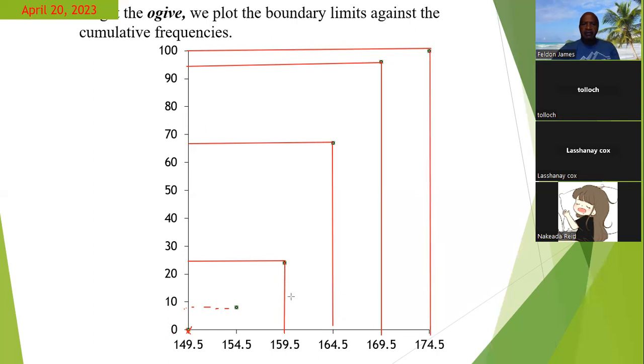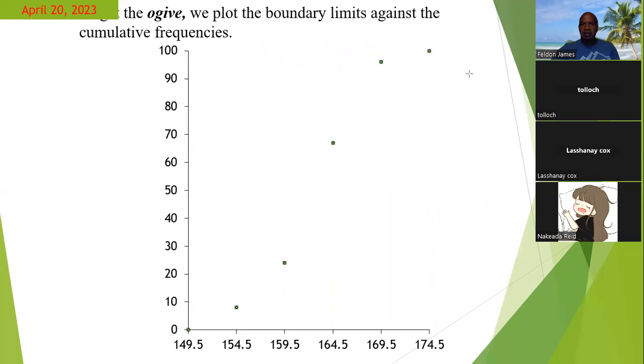All right, so after we find our points, all we need to do next is to connect the dots. If you connect the dots, you should get a curve looking like this. This is not so perfect, but your line should be connecting all these dots. And then your curve would look something like this. Now, the name of this curve is what we call the ogive. This curve is what we are now going to use to determine our median value.